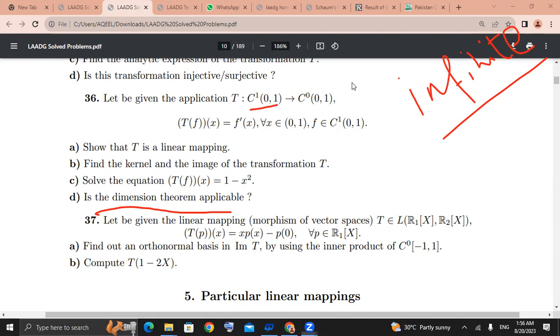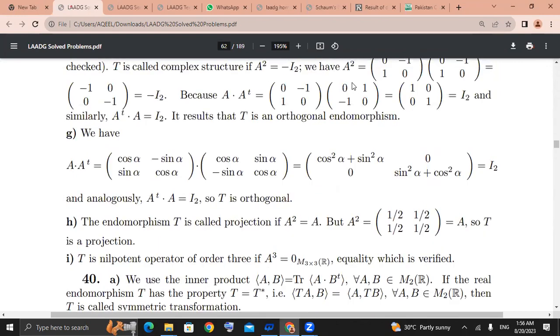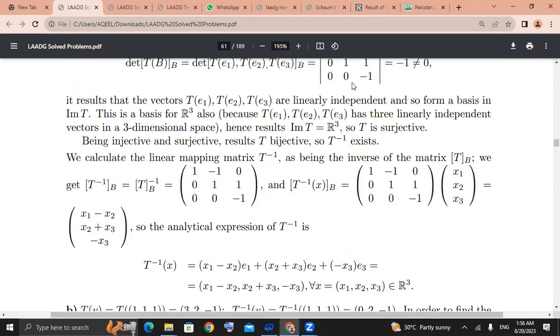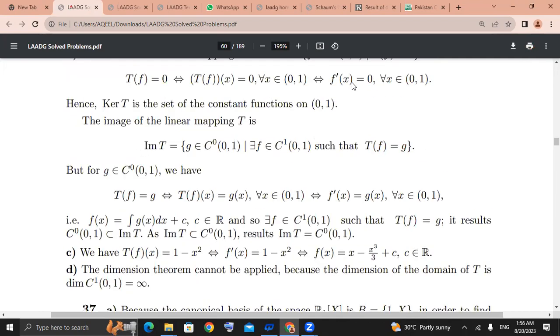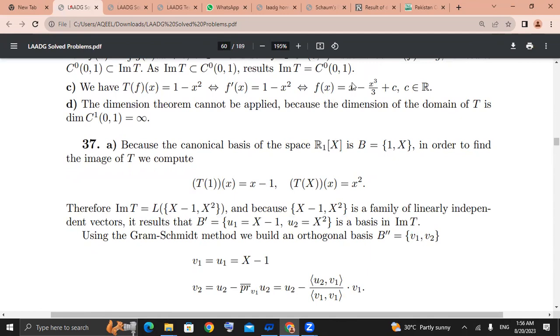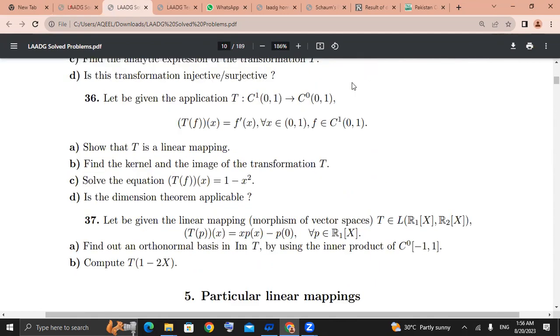And the next one is how to prove it, whether it's a linear transformation. So, if it's C1, it's not applicable. No, the dimension theorem is not applicable. Yes, if it's C1. Yes. Okay.